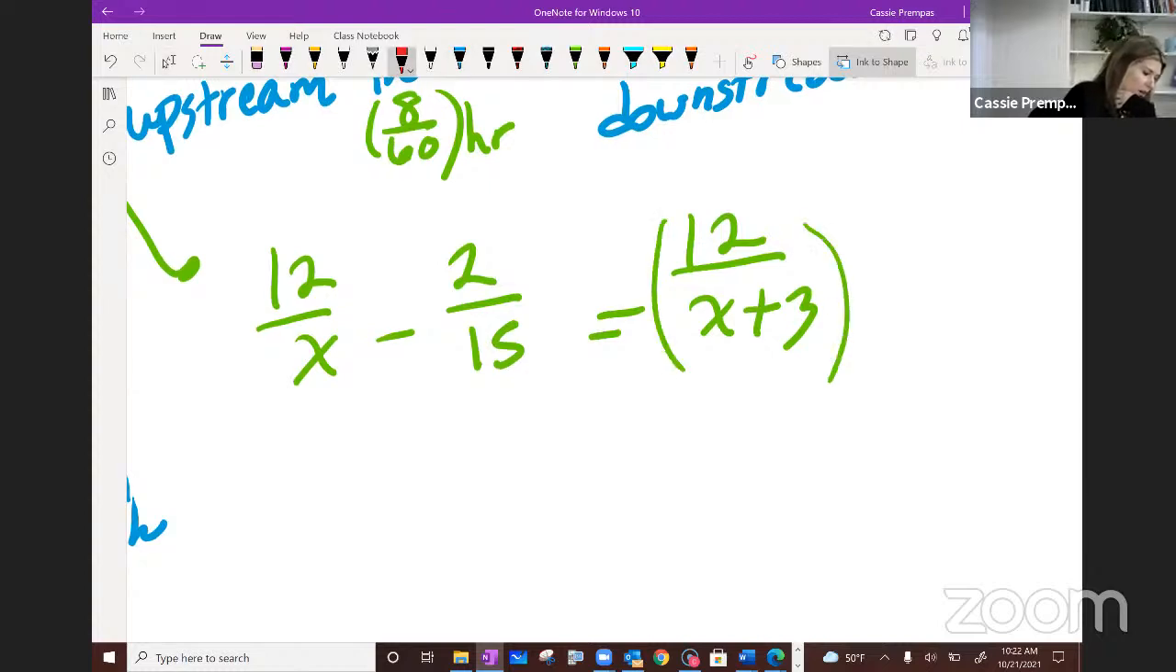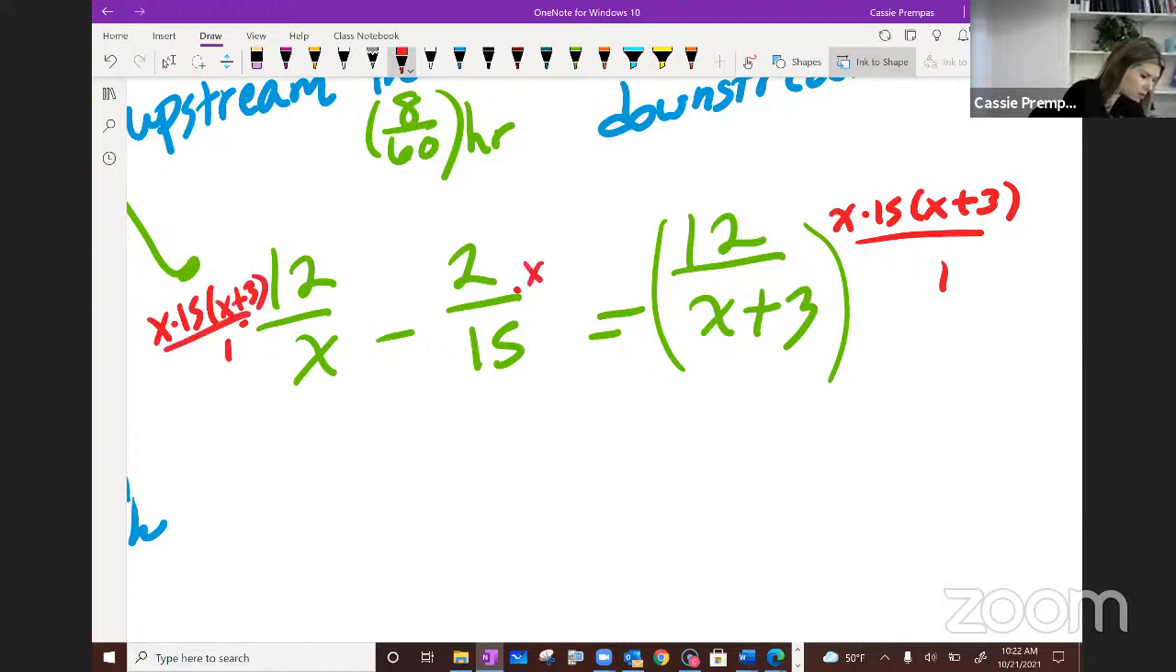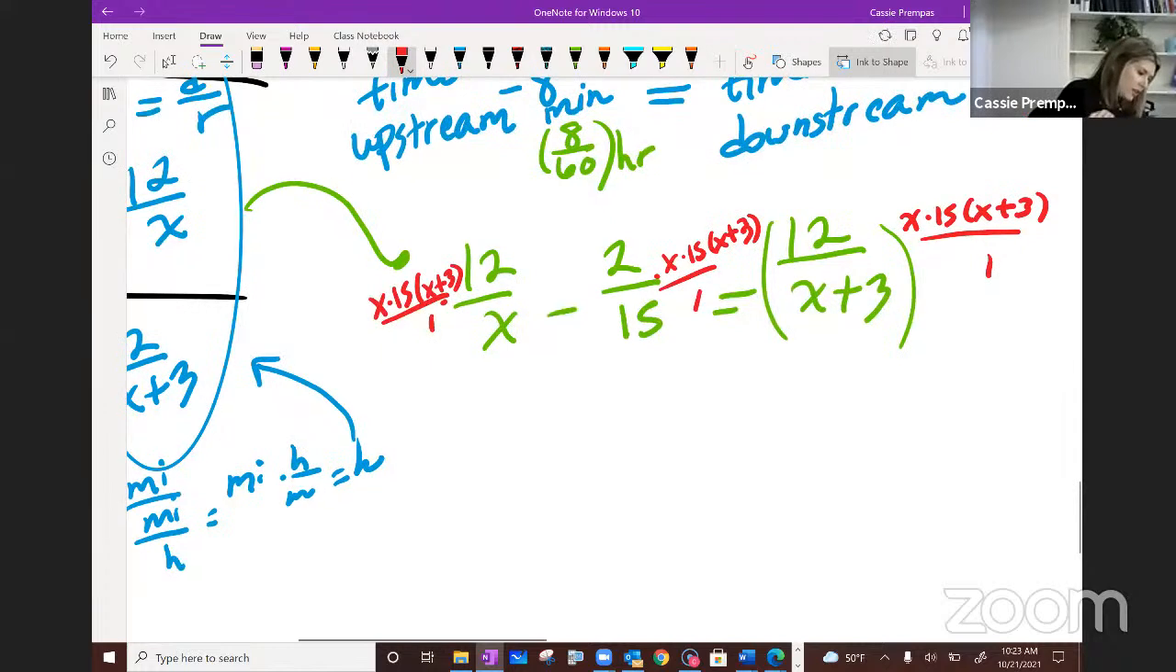So I'm going to multiply this side by x times 15 times x plus 3. I'm multiplying it into a fraction, so I'm multiplying over 1. Because this side has 2 terms, I'm going to distribute that in, x times 15 times x plus 3. Same here, x times 15 times x plus 3. And now simplifying starts occurring. What cancels here? The x's cancel. And I have 15 times 12 times x plus 3. So I'm going to do 15 times 12, which is 180 times x plus 3.